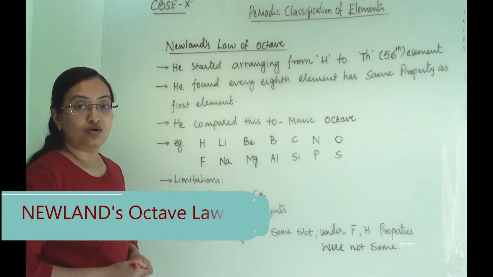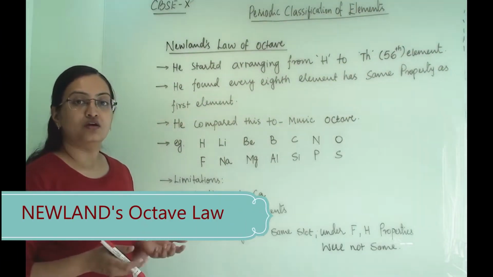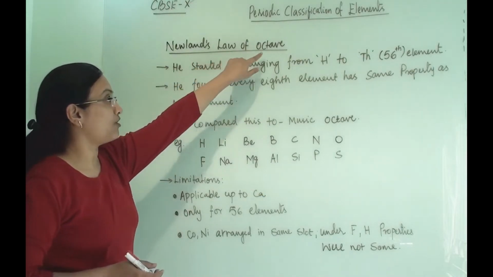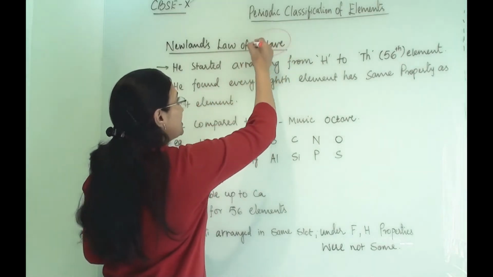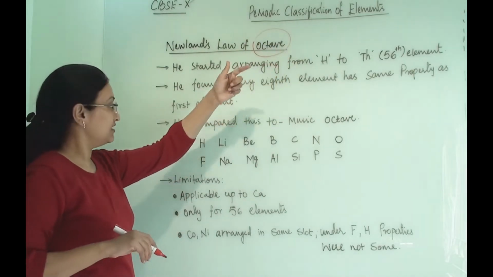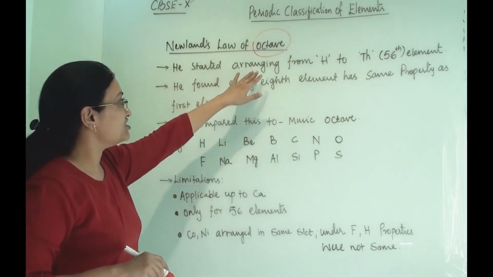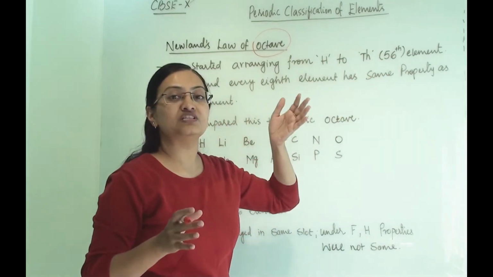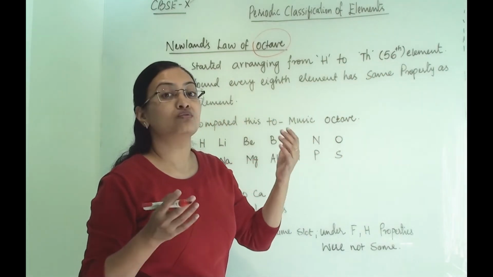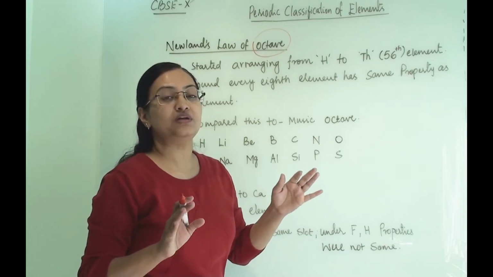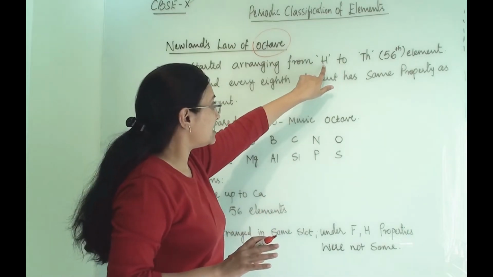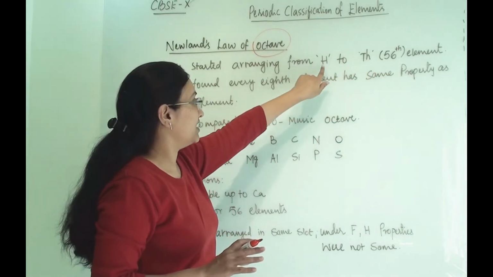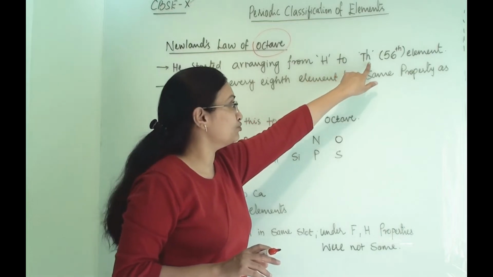This is the second law. In the previous video we studied Döbereiner's triad. Here Newlands was the scientist, and he gave the Law of Octaves. So why is this law's name octave? Let us see. He started arranging from hydrogen to thorium, and at that time only 56 elements had been discovered. So he arranged all these 56 elements, starting from hydrogen to thorium.